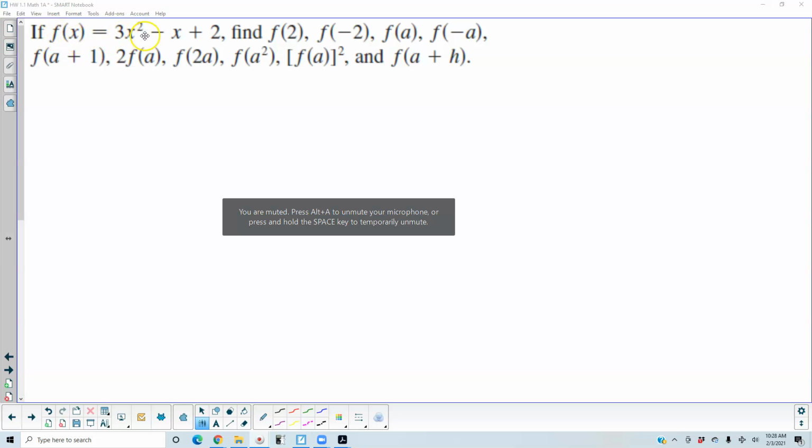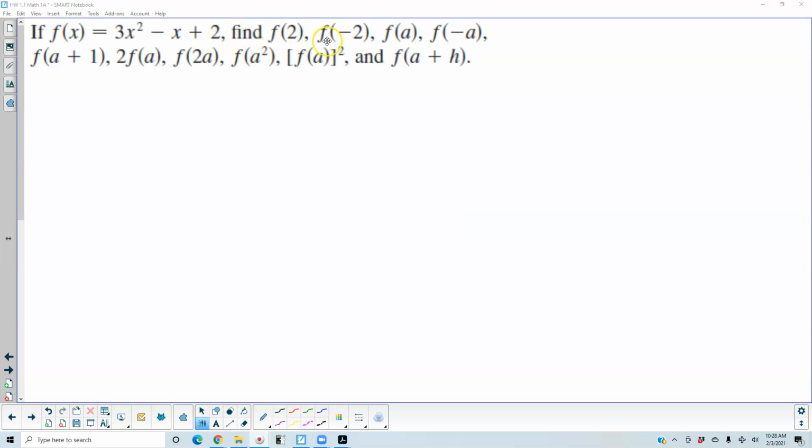If f of x is equal to 3x squared minus x plus 2, it says find f of 2, f of negative 2, f of a, f of negative a, f of a plus 1, 2 times f of a, f of 2a, f of a squared, f of a the function squared, and then f of a plus h. So let's start with the first one.